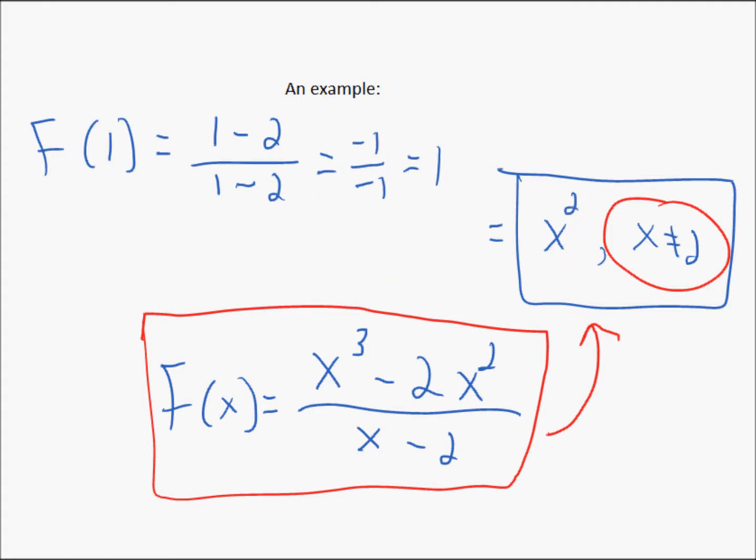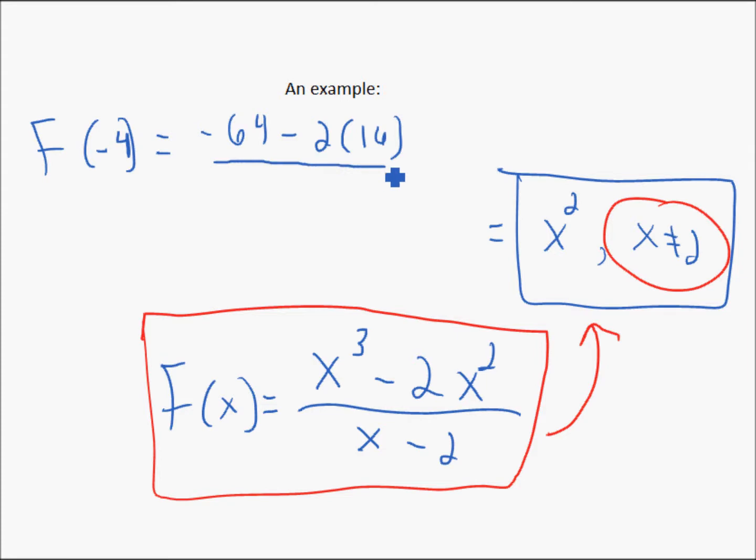Let's try another one. Let's plug in some crazy number. Let's plug in negative 4. If I plug negative 4 into this thing, I'm going to get negative 64 minus 2 times positive 16 over negative 4 minus 2.